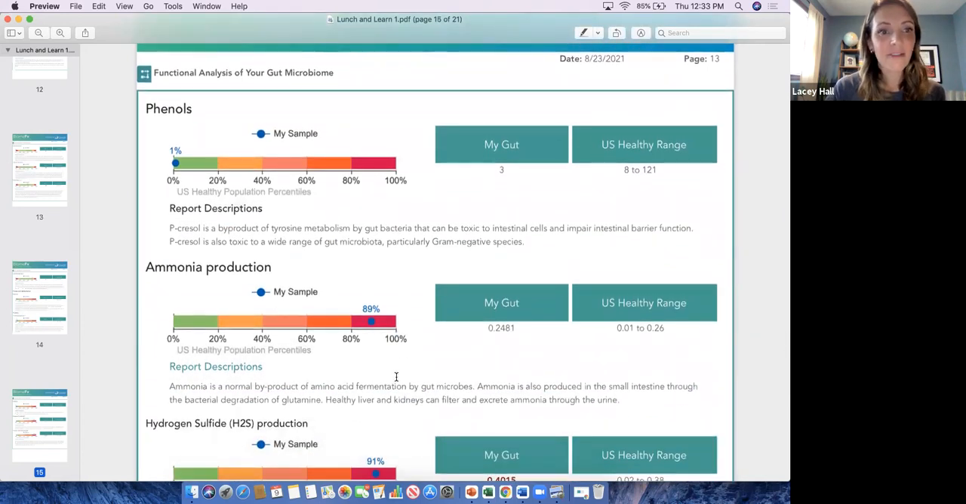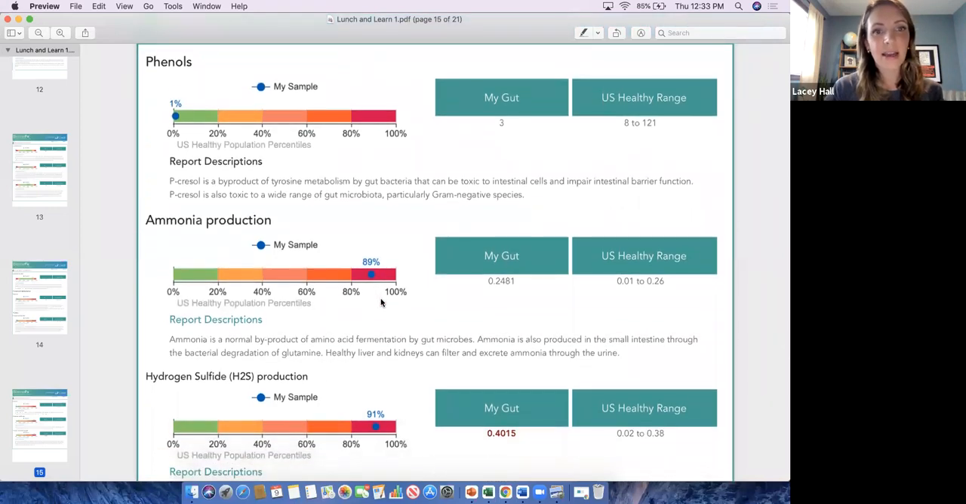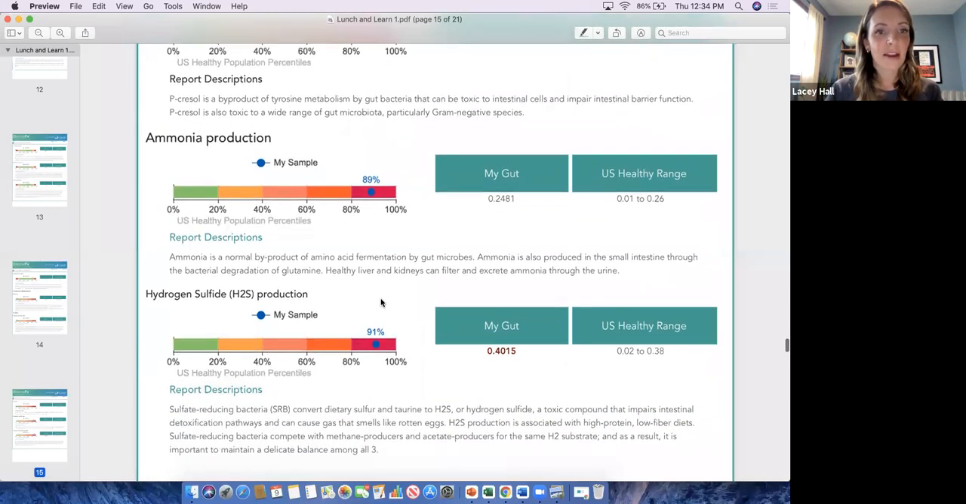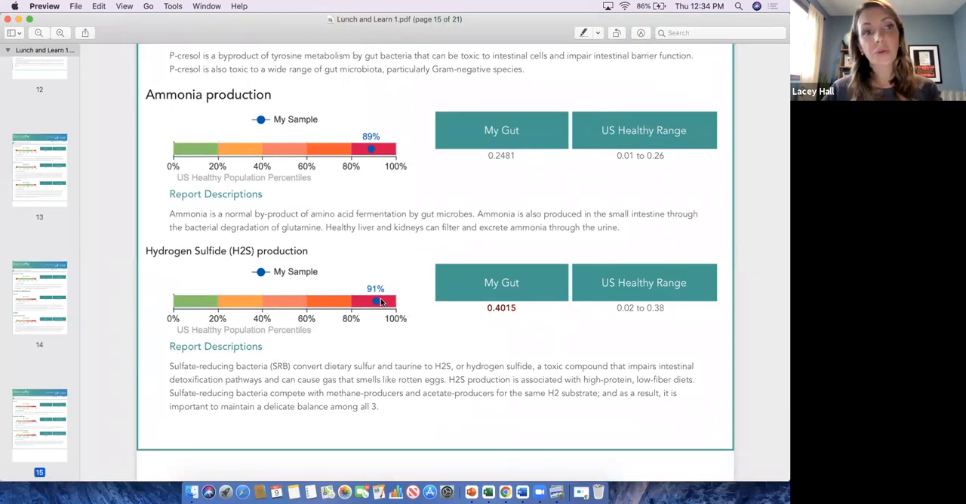We don't see high phenols. Phenolic compounds like p-cresol are very toxic to the intestinal lining. Sometimes they link back to things like atopic dermatitis and skin issues. She doesn't have that issue. But now we get to kind of the core of what we're dealing with.